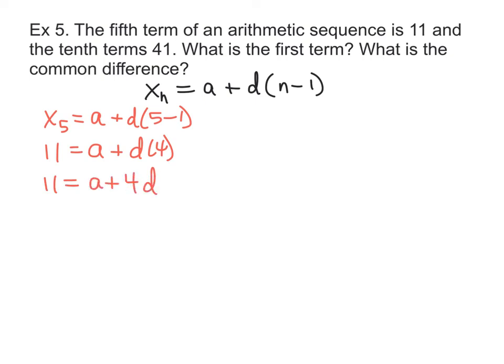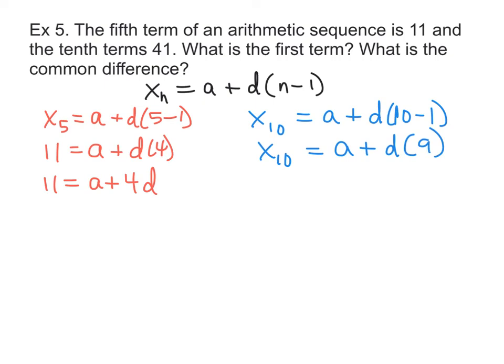I'm going to do the same thing with my 10th term. So x sub 10 is equal to a plus d times 10 minus 1. x sub 10 is equal to a plus d times 9. I do know what x sub 10 is. They told me, 41 is equal to a plus 9d. All right, guess what? We're going to use systems of equations to solve this so that we can actually figure out what the first term is and what the common difference is.